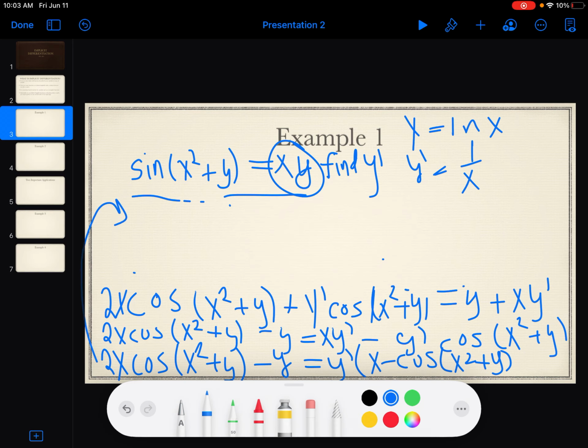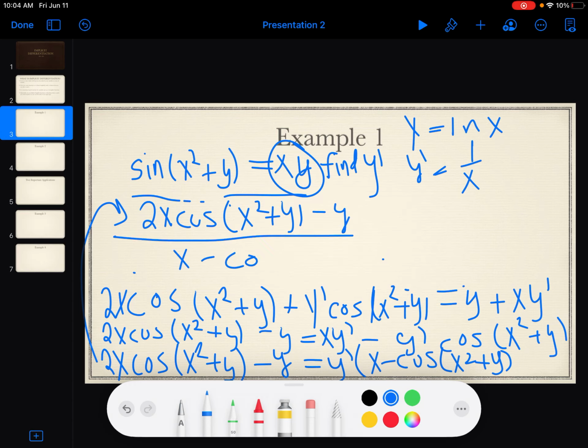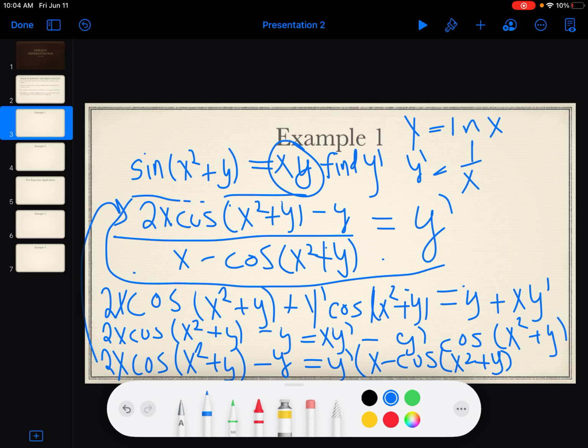So moving up here now, just going back to the top for more space. The answer, dividing both sides by, in brackets, x minus cosine of x squared plus y, we get 2x cosine of x squared plus y minus y, divided by x minus cosine of x squared plus y, and that is y prime. This is our answer. So, like I said, implicit differentiation can either come off really hard or really easy. And honestly, it's just not that bad.